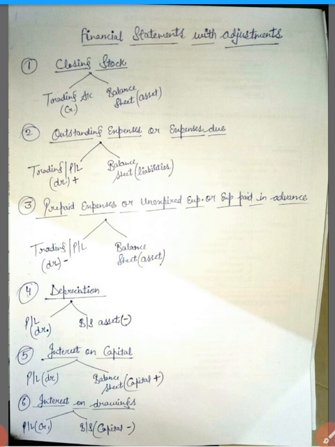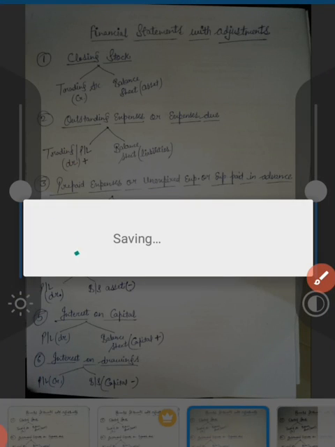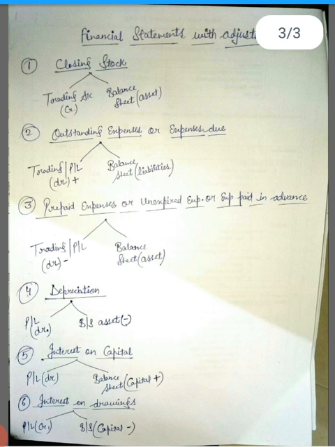Now see, the first adjustment is closing stock. What is the meaning of closing stock? Closing stock means the amount of goods unsold at the end of the year. So closing stock is always known only at the end of the year, so it is not included in the trial balance, and its value is usually given as additional information outside the trial balance.